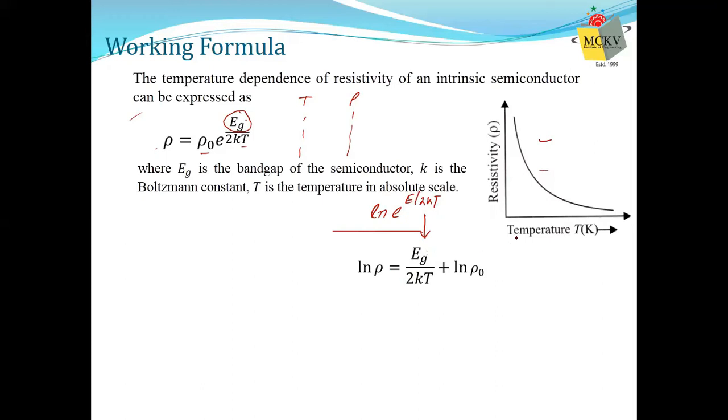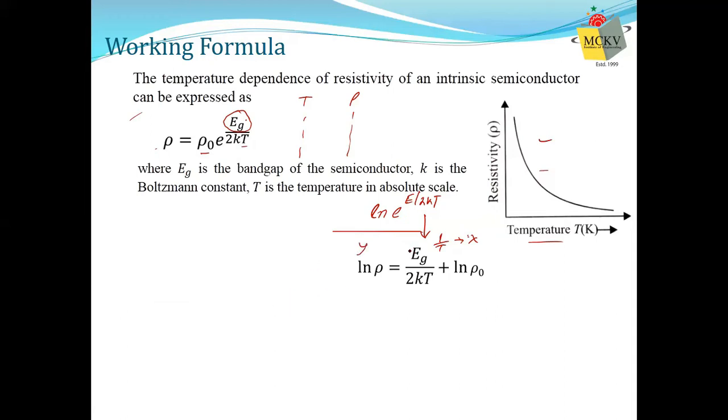Now what we can do, instead of plotting temperature along the x-axis, we will plot 1 by temperature, that is the inverse of temperature, along the x-axis. So along the x-axis, we are plotting the inverse of temperature. Along the y-axis, instead of plotting resistivity, we will plot log rho.